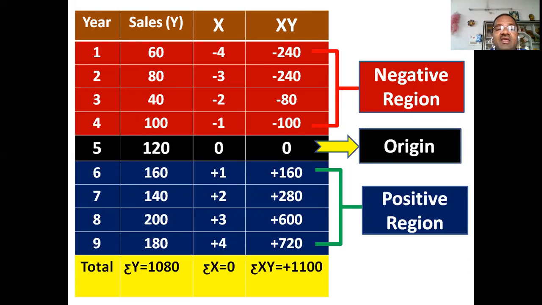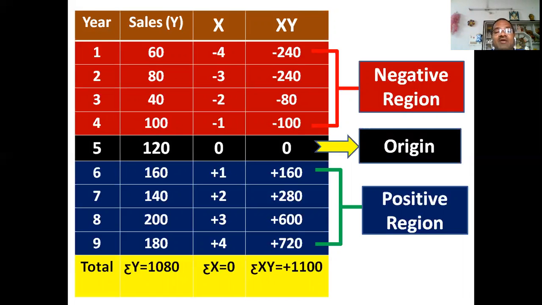After identifying the origin year, it will be indicated with 0 in the X column. Afterwards, whatever years come, it will be increased by 1. See here, the 5th year origin is 0. Then what will be the 6th year? Increased by 1, that is plus 1. 7th year, plus 2. So we are going ahead. After the 5th year, the 6th year will come. We are going forward.